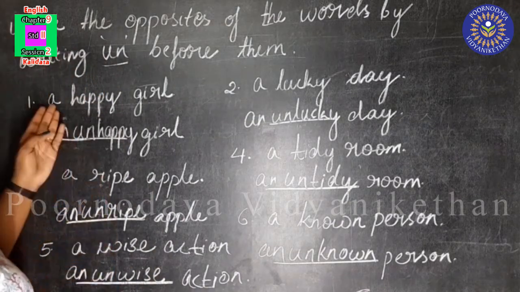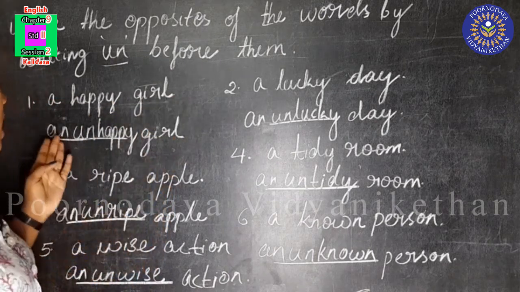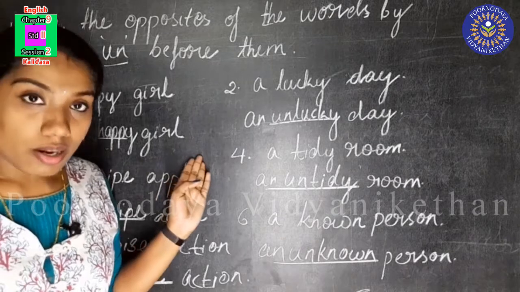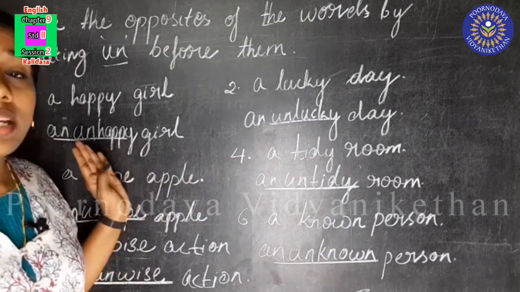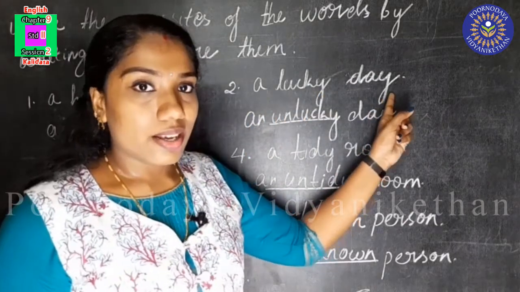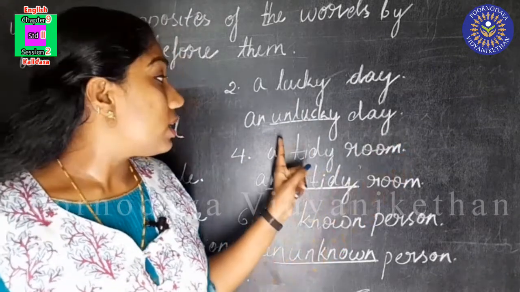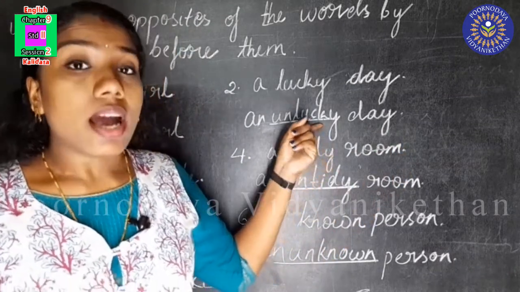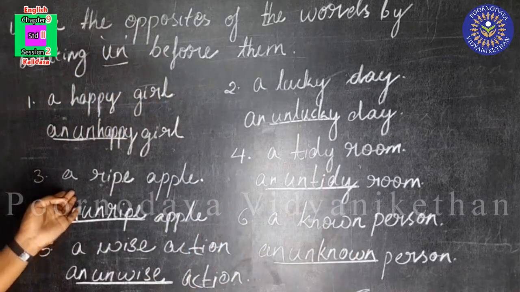Look here. A happy girl. What is the opposite? An unhappy girl. That means not happy. Unhappy means not happy. A lucky day. What is the opposite? An unlucky day. What is the meaning of unlucky? Unlucky means not lucky.